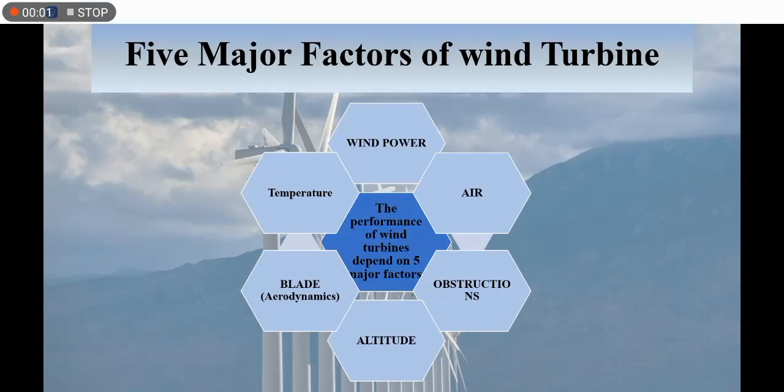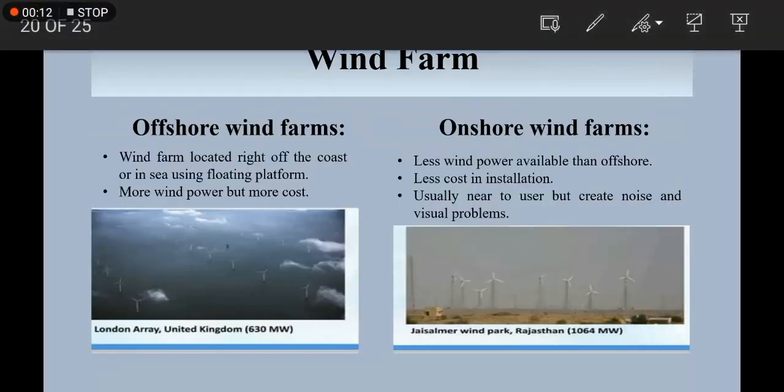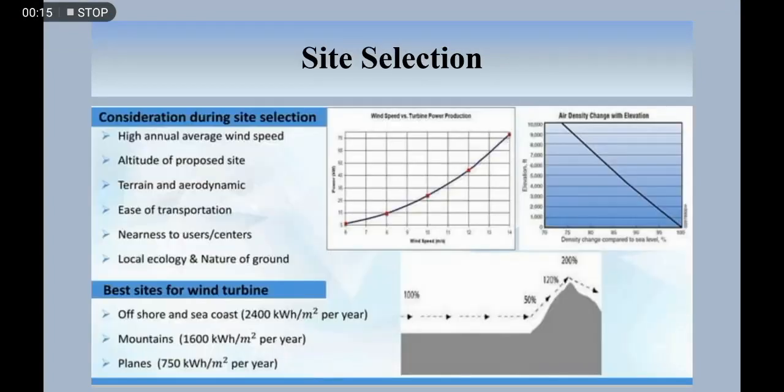Wind turbine output depends on five major factors, for example wind power, air temperature, obstructions, altitude, and blade aerodynamics. Next, if we talk about site selection for a wind farm, the most important things to consider during site selection are the local ecology, nature of ground, nearness to user center, easy transport availability, terrain and aerodynamics, altitude of the proposed site, and high annual average wind speed.